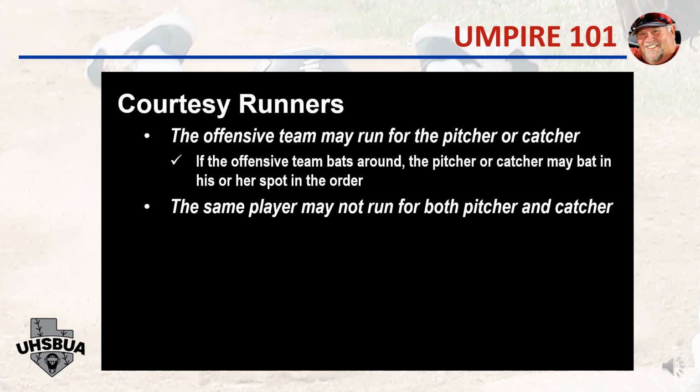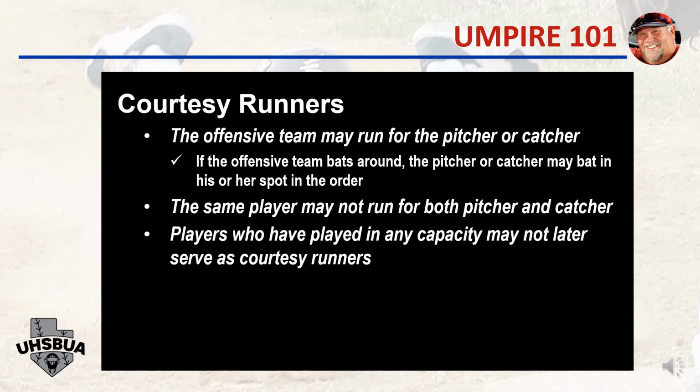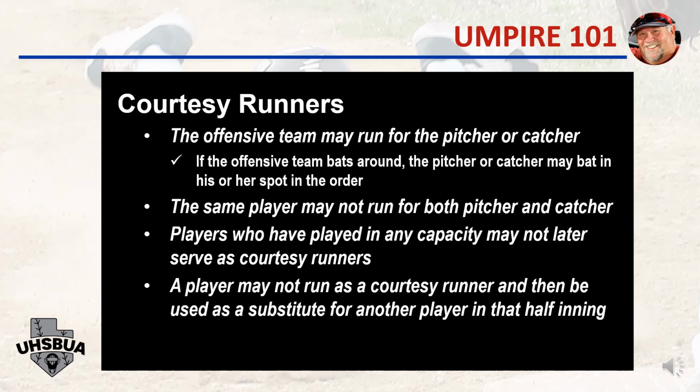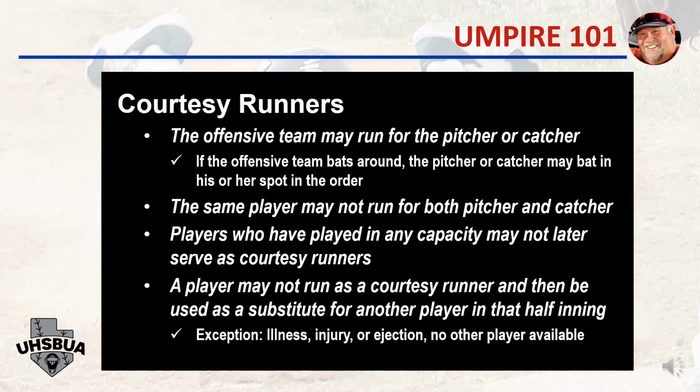Third, position players who have participated in the game in any other capacity are ineligible to serve as courtesy runners. Finally, a player may not run as a courtesy runner and then be used as a substitute for another player in that half inning. However, if an injury, illness, or ejection occurs and there is no other player available, the courtesy runner may be used as a substitute.